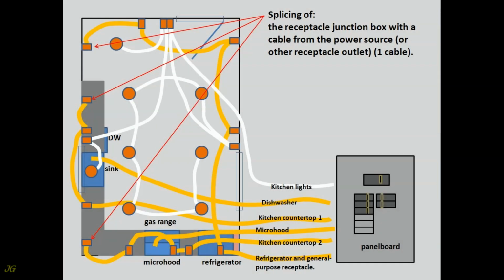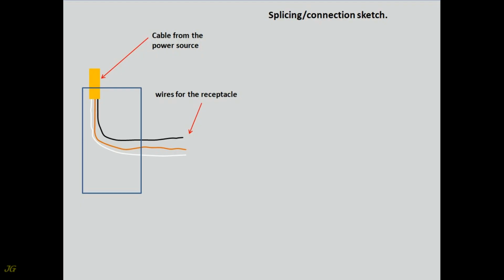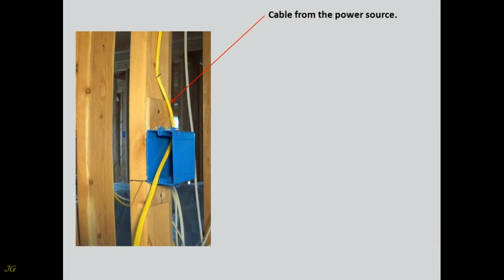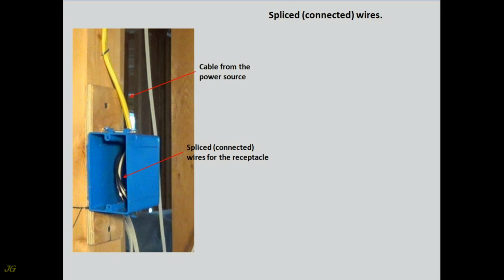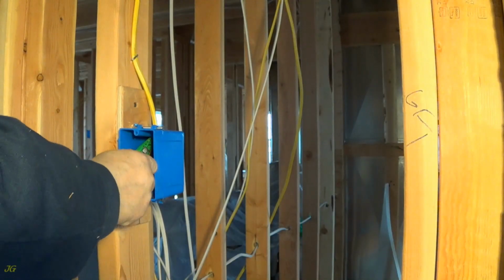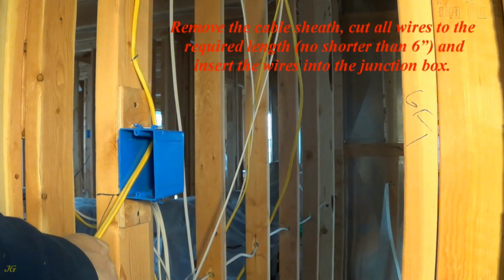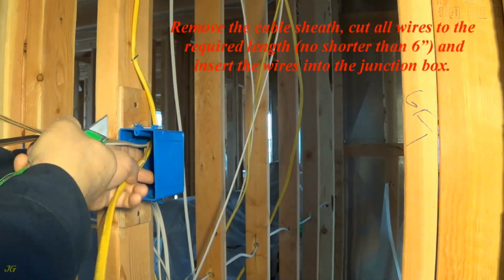Splicing of the receptacle junction box with a cable from the power source, or other receptacle outlet, 1 cable. Splicing, connection sketch. Receptacle junction box with 1 cable inserted into it. Cable from the power source. Spliced, connected, wires. Remove the cable sheath, cut all wires to the required length, no shorter than 6 inches, and insert the wires into the junction box.